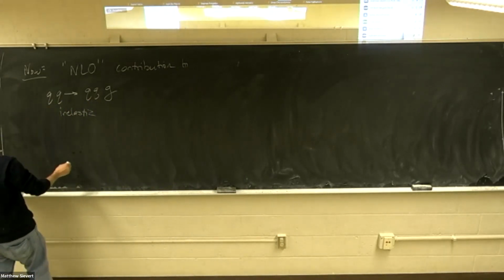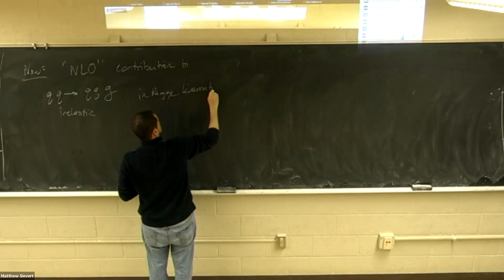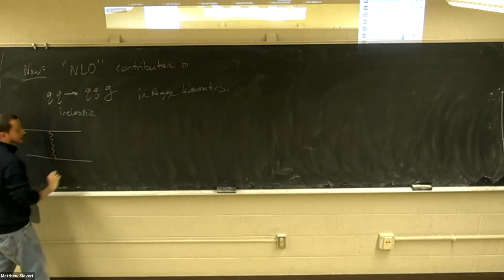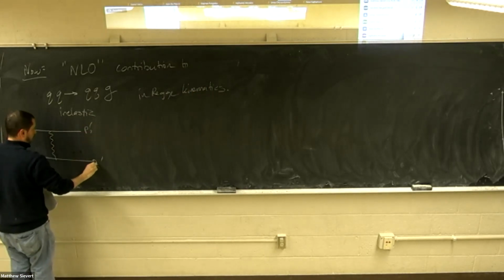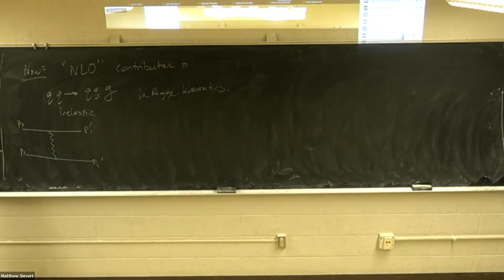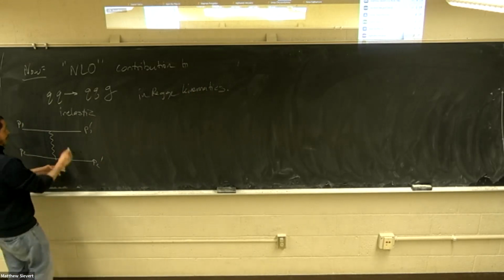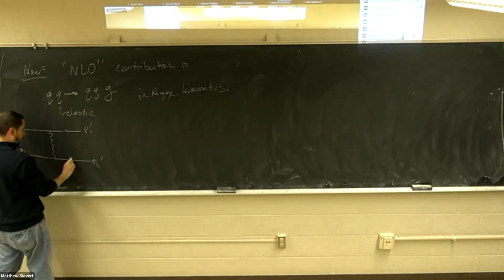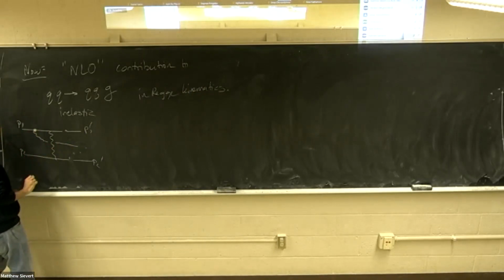Again, we want to calculate this in Regge kinematics. So I can think of this as being a modification of my previous diagram, the t-channel diagram. P1, P2, P1 prime, P2 prime, where now I'm going to add in an extra gluon radiation, one gluon Bremsstrahlung vertex. And there are many ways that I can do that. I could have final state radiation off of P1 prime, or I could have final state radiation off of P2 prime. I could also have initial state radiation off of P1, or initial state radiation off of P2.